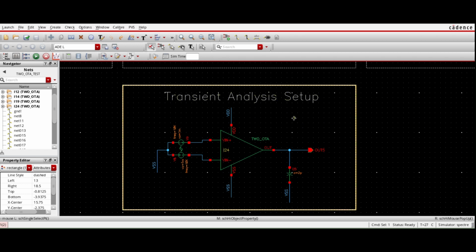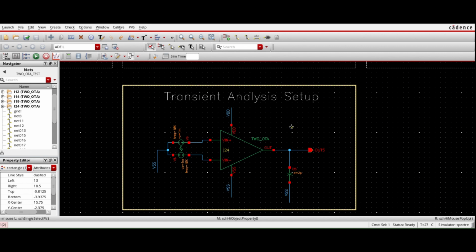Hello everyone, in this tutorial I am going to show how to perform the transient analysis of a two-stage OTA. Basically, a transient analysis is quite important because the transient analysis calculates the response of a circuit over a period of time defined by the user. Also, it is important for observing how a circuit behaves during startup.